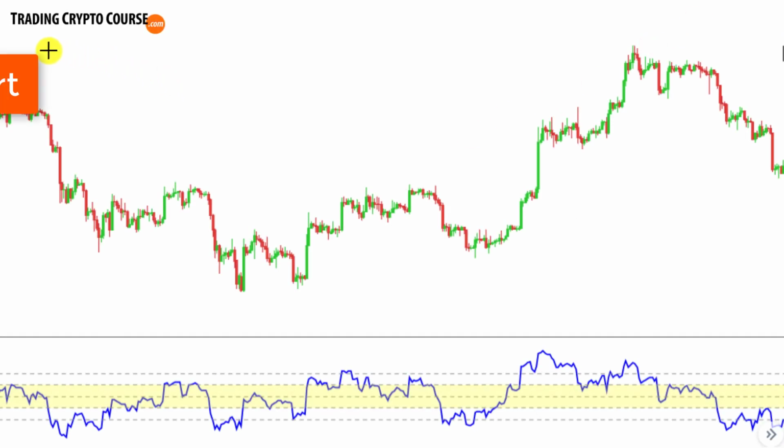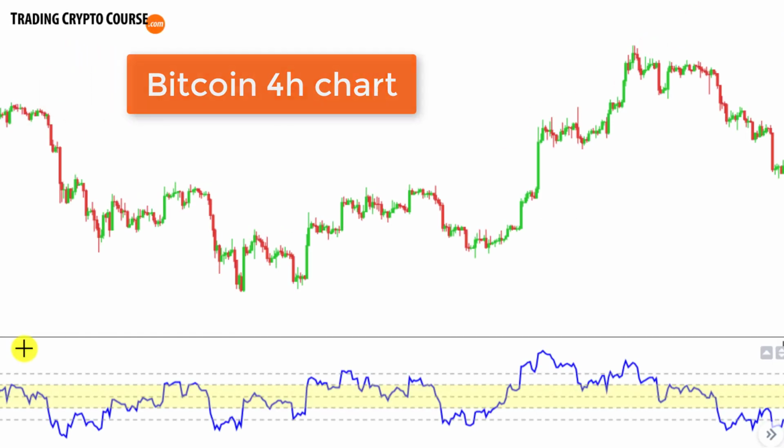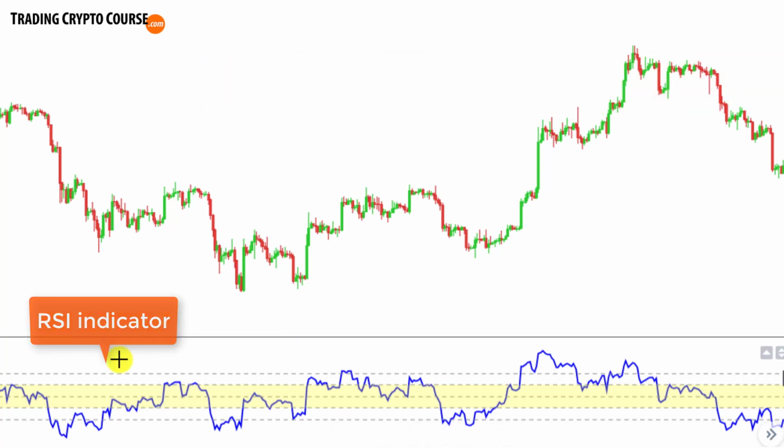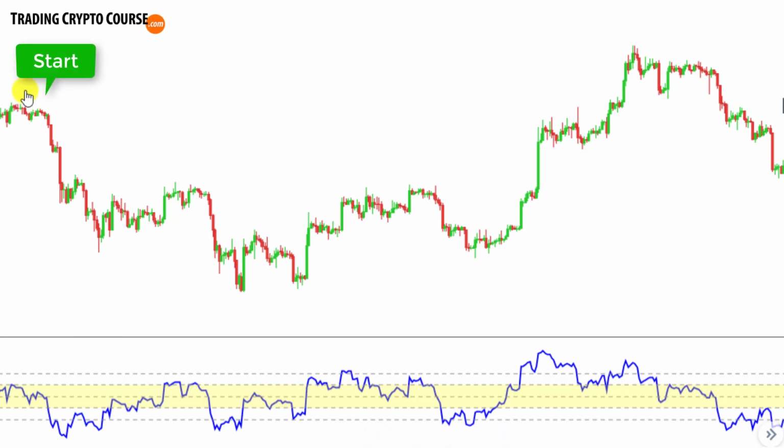Today I'm using a Bitcoin 4-hour chart and I've added the RSI indicator here below. So I will be looking for chart structures and patterns on the chart, and I will be looking for divergences on the RSI indicator. Right here is our starting point.